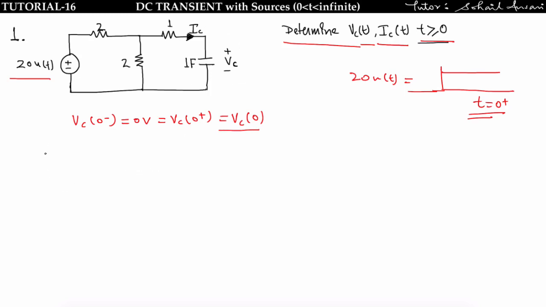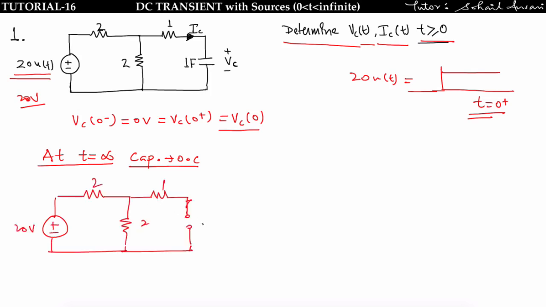Now we will draw the circuit at t equal to infinity. What will happen at t equal to infinity? Since at t equal to 0 plus, the source having 20 volt magnitude is connected, and at t equal to infinity the capacitor will be charged to its final value, so it will get open circuited. That is, at steady state the capacitor gets open circuited. So let us draw the circuit at t equal to infinity.